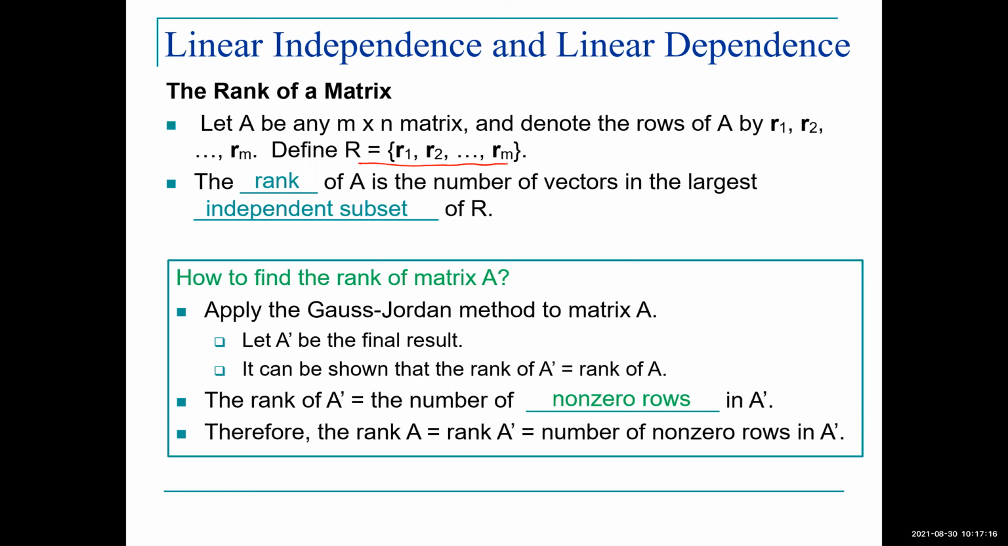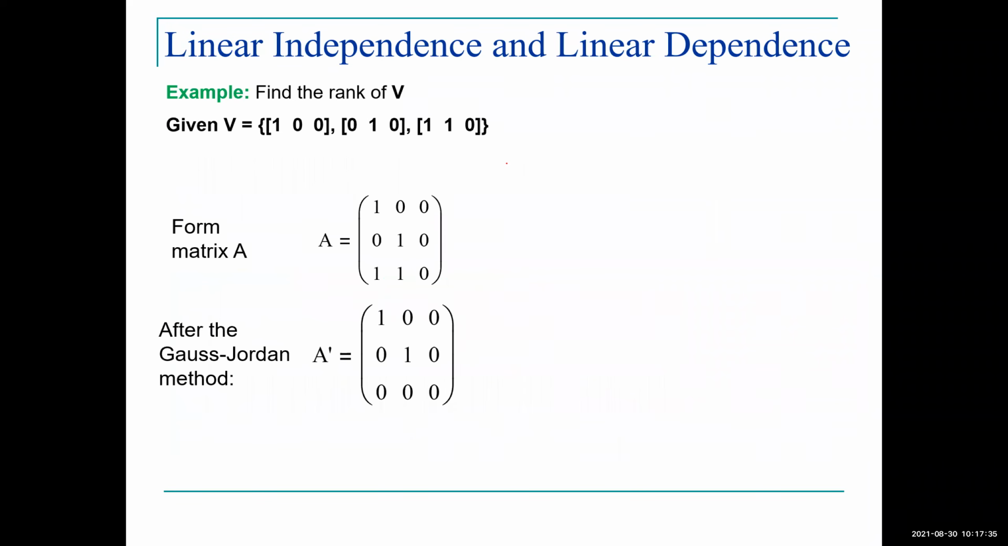Therefore, the rank of A equals the rank of A prime, which is the number of non-zero rows in A prime. So in order for us to find the rank, we have to apply the Gauss-Jordan method and then find out how many non-zero rows we have in the resulting matrix.